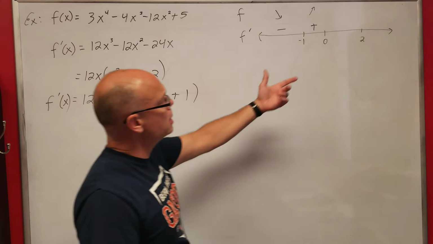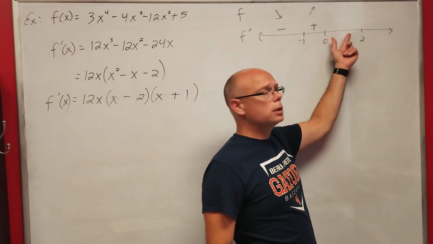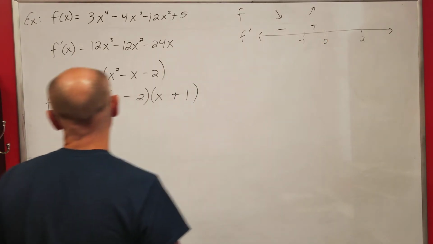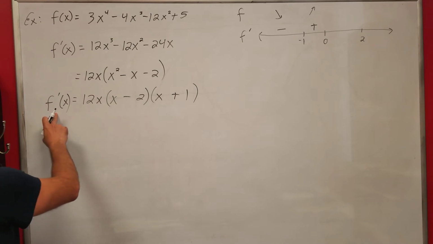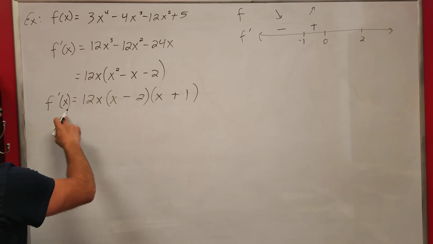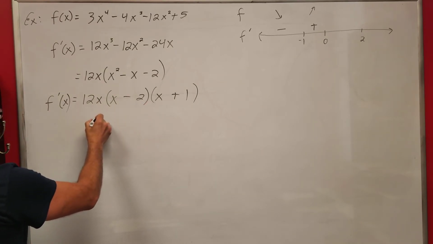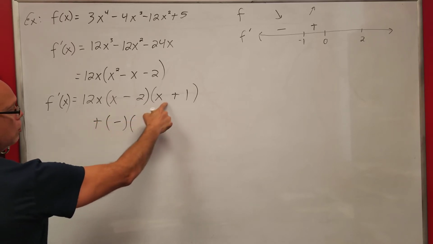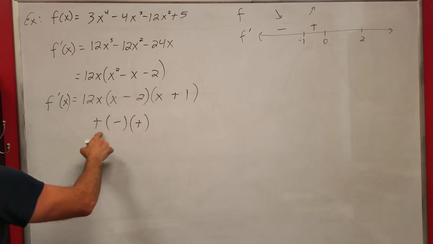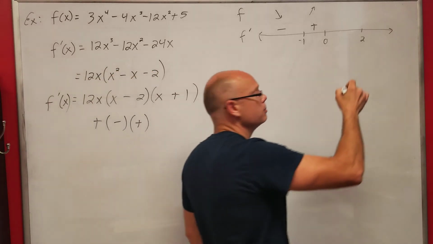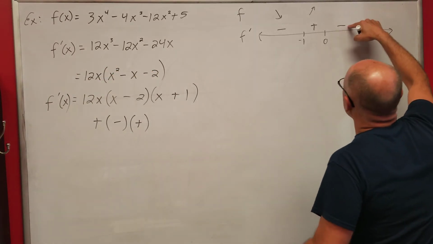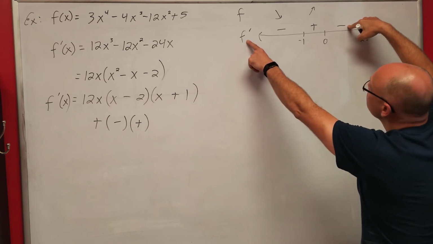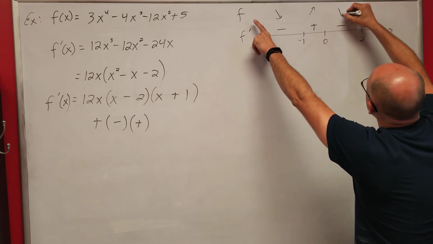Now let's test this interval. A good test value would be 1. Sub in 1 for each x in your derivative. So 12 times 1 is a positive. 1 minus 2 is a negative. 1 plus 1 is a positive. What's positive times negative times positive? A negative. So if f prime is negative, that means that f is decreasing.